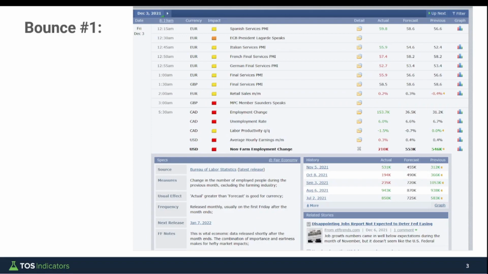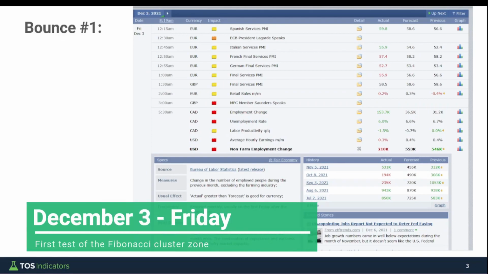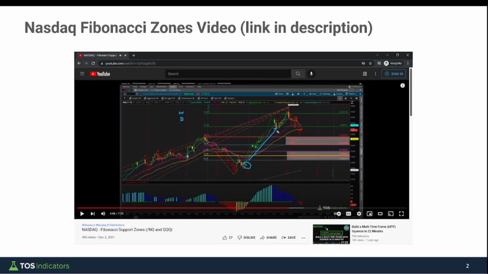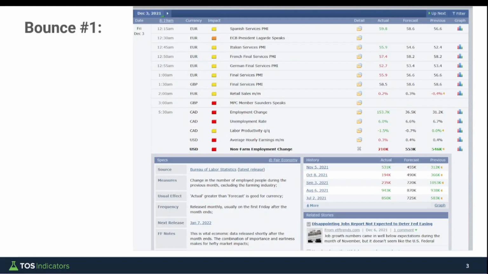Now, if we start by taking a look at the first bounce, that bounce came on December 3rd. To cue this back up, if you did watch this video on December 2nd, that means the very next day, that first zone came into play.